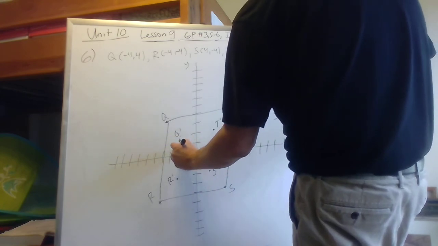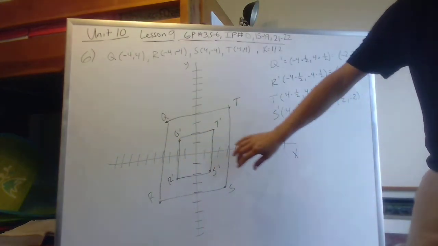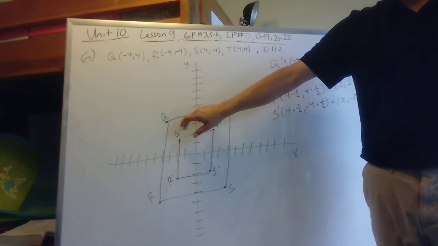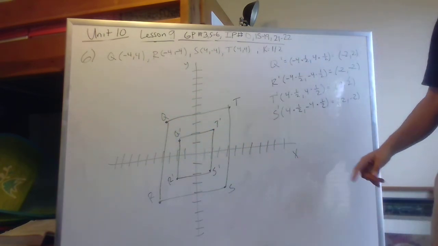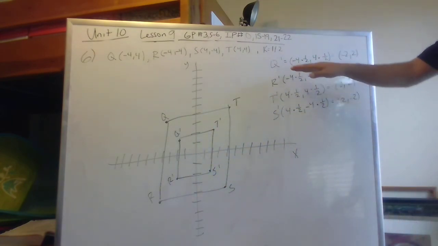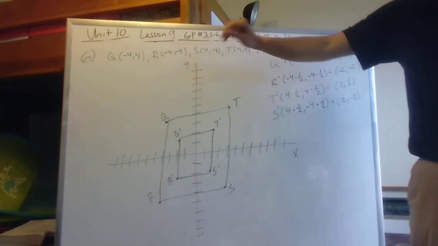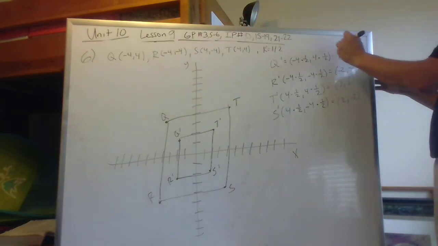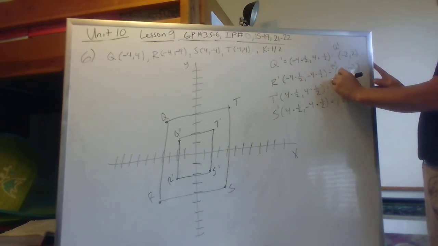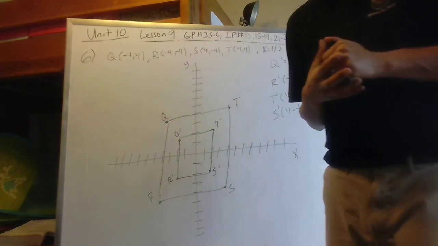So we just drew a square right here, this smaller square, as a reduction based on this larger square, QRST. So we have Q prime, R prime, S prime, T prime. And all we did was we take the scale factor and multiply it by each of the numbers in the coordinate, and that gives us our new coordinates. So here's Q prime, R prime, T prime, and S prime. So that concludes lesson 9.